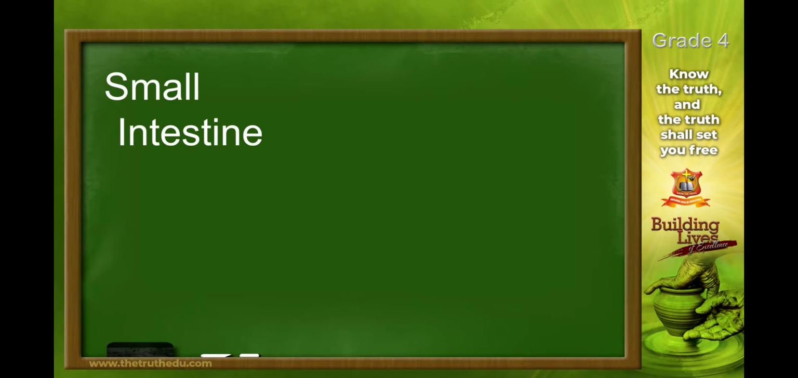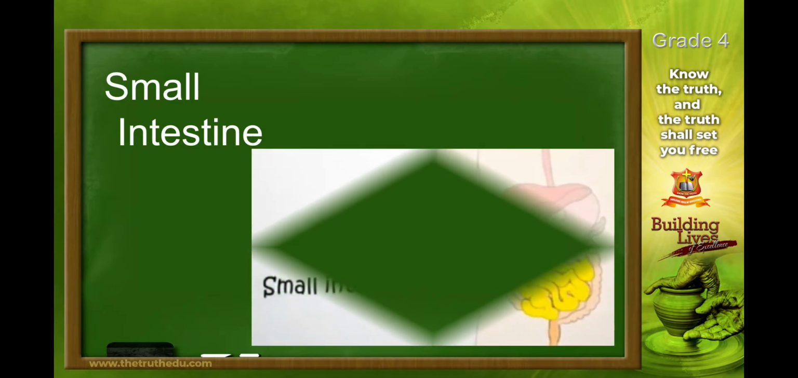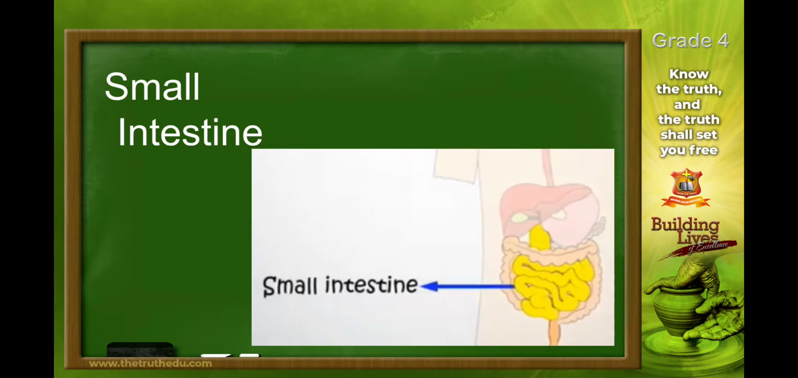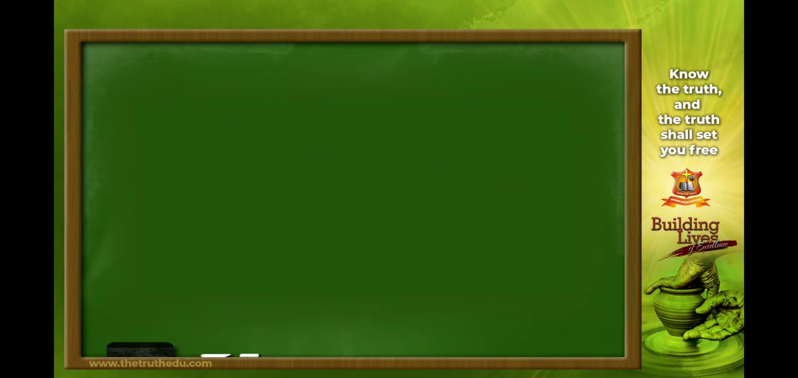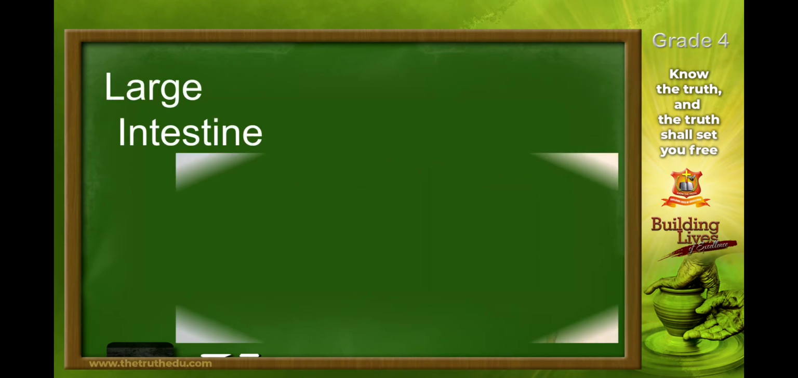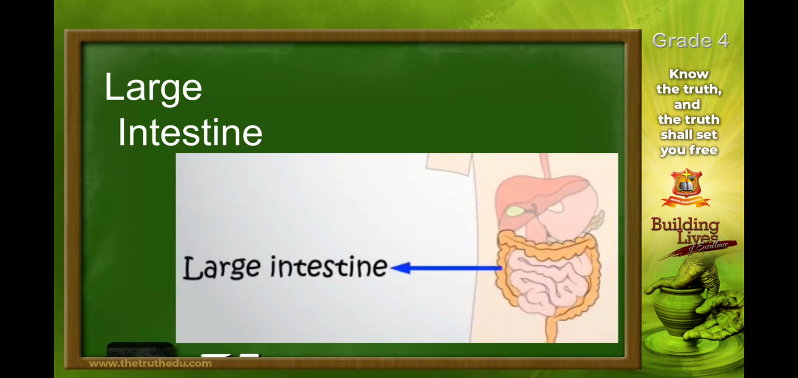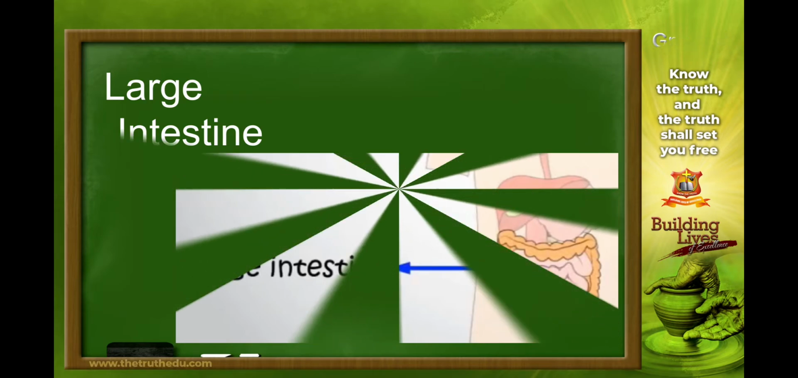And then comes the small intestine. The small intestine is very long, but it is thin, and it continues after the stomach. It is the continuation from the stomach, and then comes the large intestine. The large intestine is not as long as the small intestine, but it is very thick. It is thicker than the small intestine.